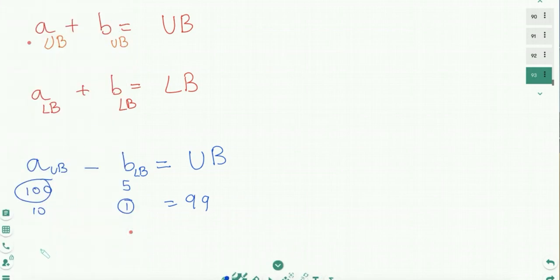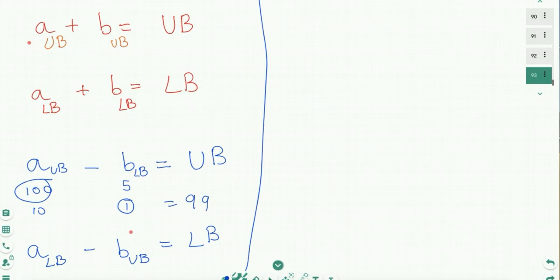And then it's going to be the opposite. When we're subtracting a minus b, and we want to get the lower bound, we have to get a really small first number, 10, minus a big second number. So it'll be lower bound minus upper bound.